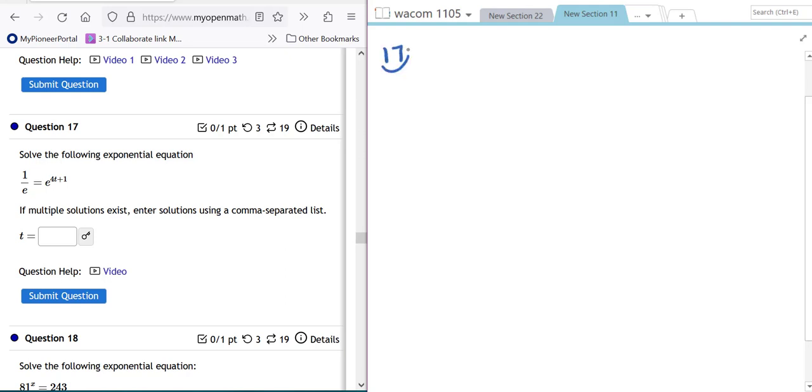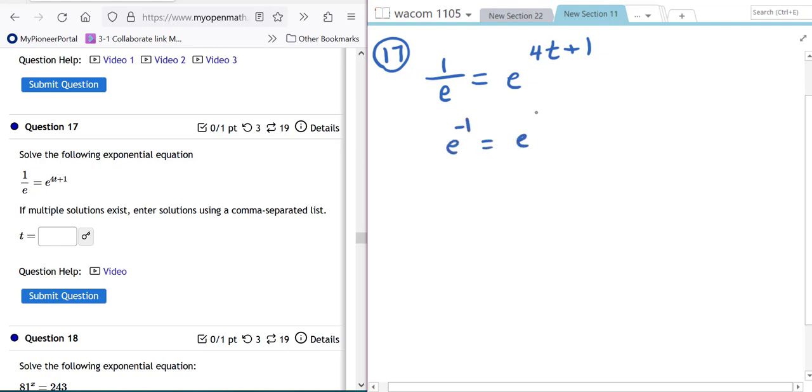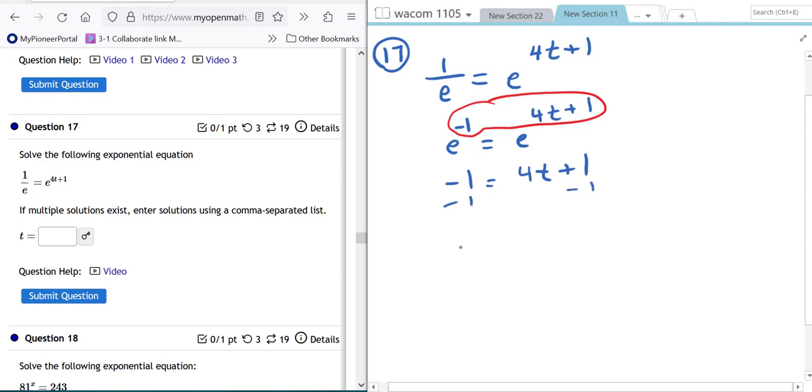All right, so this one is also an exponential equation. The goal is going to be to write them with the same base. And so if you rewrite this first one as e to the negative 1, then you can set the exponents equal. So negative 1 equals 4t plus 1. Subtract your 1. Negative 2 equals 4t. And divide by 4. T will be negative 1/2.